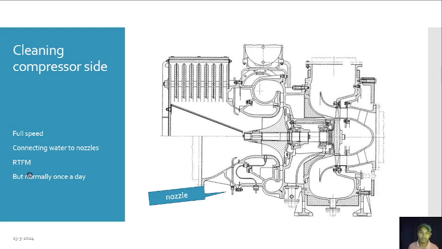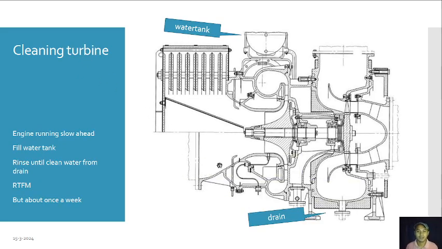So to be sure, you have to read the manual, so RTFM, because different ships have different ways of cleaning their compressor side. But normally, this is done once a day, especially at full speed. Okay, so during cleaning on the turbine side, we can use water, and there is a drain in here. But when using water for cleaning the turbine, you should not be running at full speed. So the engine should be running in slow ahead only.